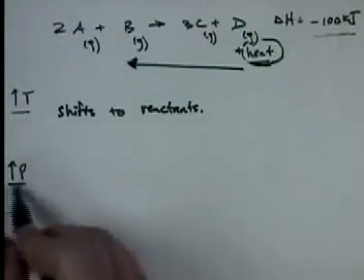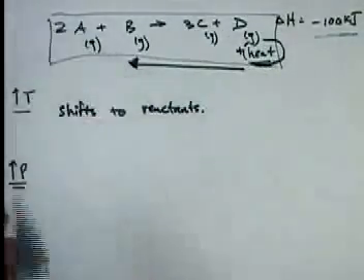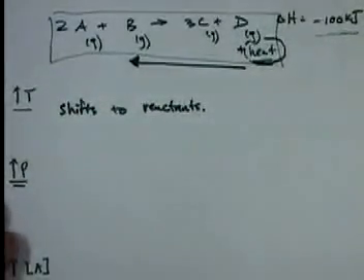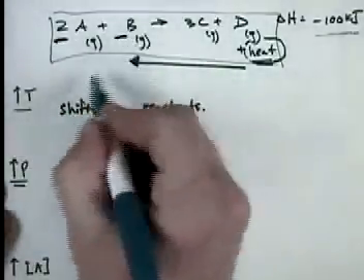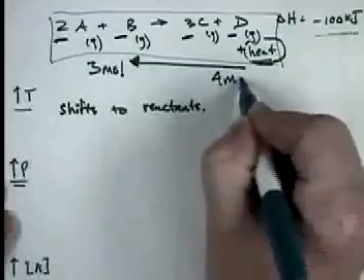Okay? Second question. What happens if I increase the pressure of the entire system? Well, remember, if you increase the pressure, it's going to want to shift to reduce that stress. So it's going to want to shift to the side with the least moles of gas. Well, add up the moles of gas here. 2 plus 1. There's 3 moles on this side. If you look on this side, there's 3 plus 1. There's 4 moles of gas on this side.